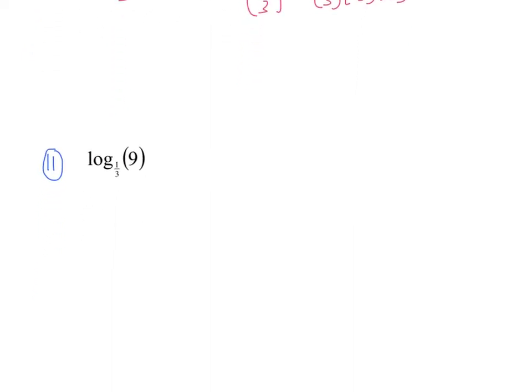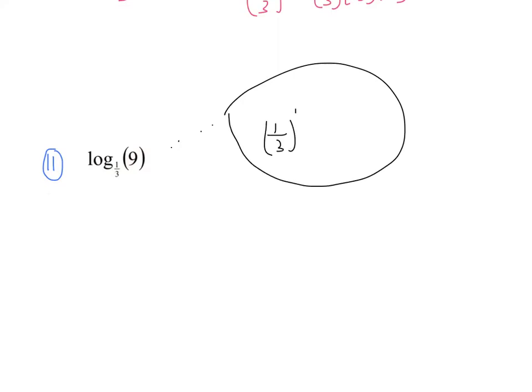Okay, how about this one? Log base 1/3 of 9. This log is the exponent to which we need to raise 1/3 to get 9. If this was 3, it would be 3 squared is 9, but it's not 3, it's 1/3. So this needs to be -2, because 1/3 raised to the negative second is the same thing as 3 squared, which is 9. So this logarithm is equal to -2.